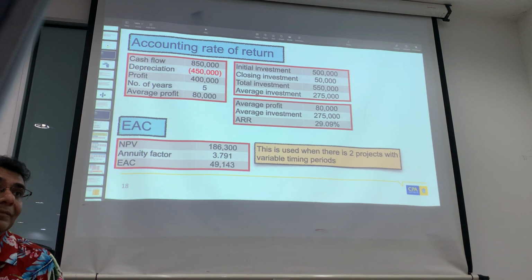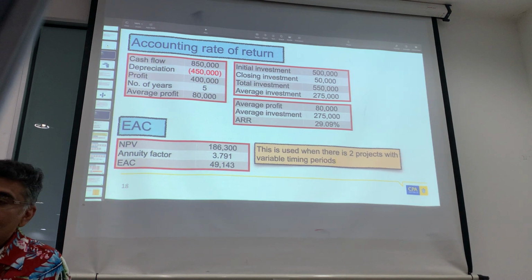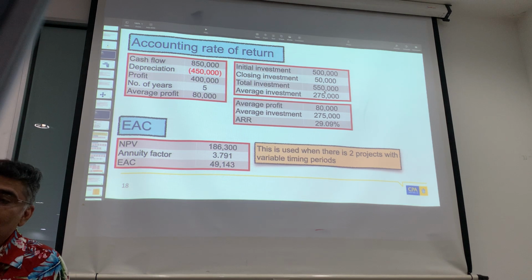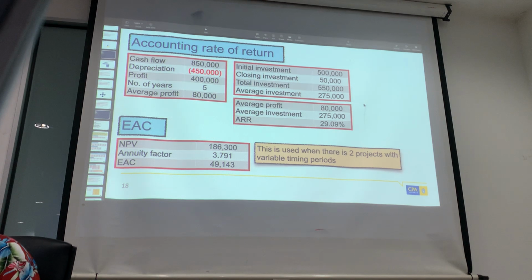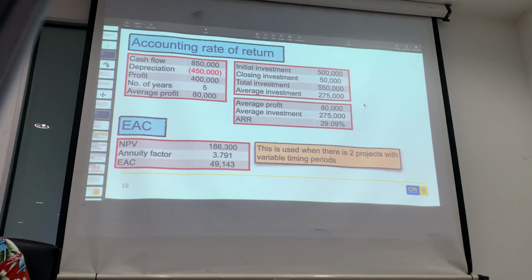Sir, how to get 275? 550 divided by 2. Always divide by 2. Sir, how to read EAC? The sign is positive. The higher, the better. Higher EAC is better. So which project has higher EAC is the better project? We need to compare with other projects also, with different timing, maybe a 3-year project with a 5-year project. If you want to compare which one is better, you calculate the EAC.